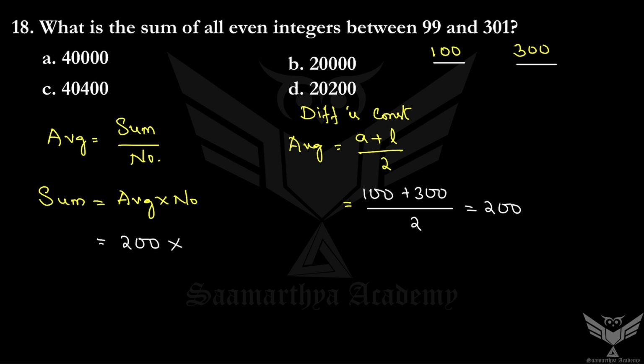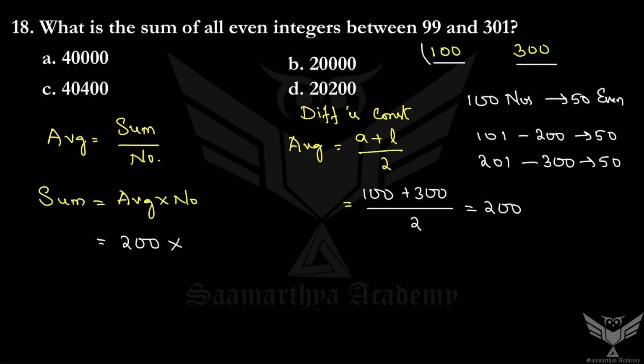But how many numbers are there? Now we know that every 100 numbers will give 50 even. That means 101 to 200 will get 50. 201 to 300 will give another 50. But 100 is also included in that. That is extra. So one more. So 101. You got your answer. That is 20200. Option D. That's it.